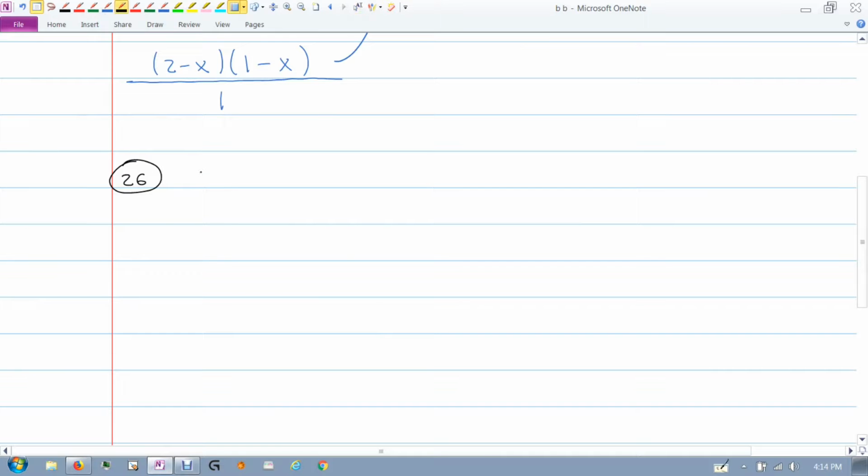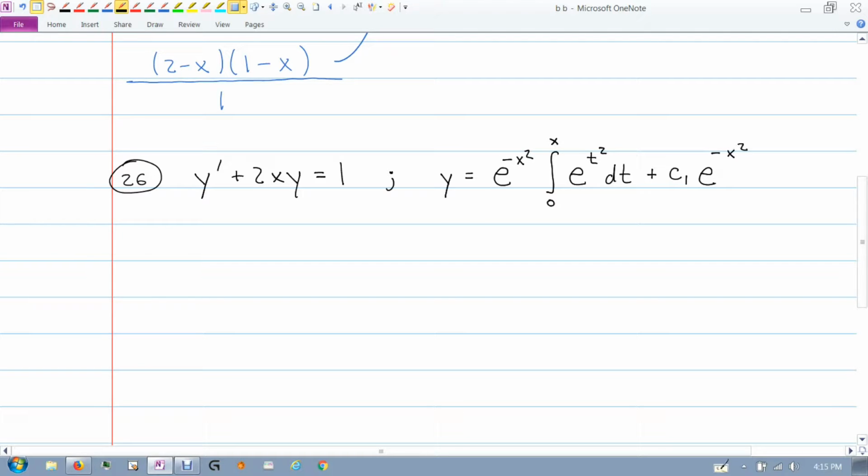26. y prime plus 2xy equals 1. And y, okay, I need to grab this book. y is equal to e to the negative x squared times the integral from 0 to x of e to the t squared dt plus c sub 1 e to the negative x squared.